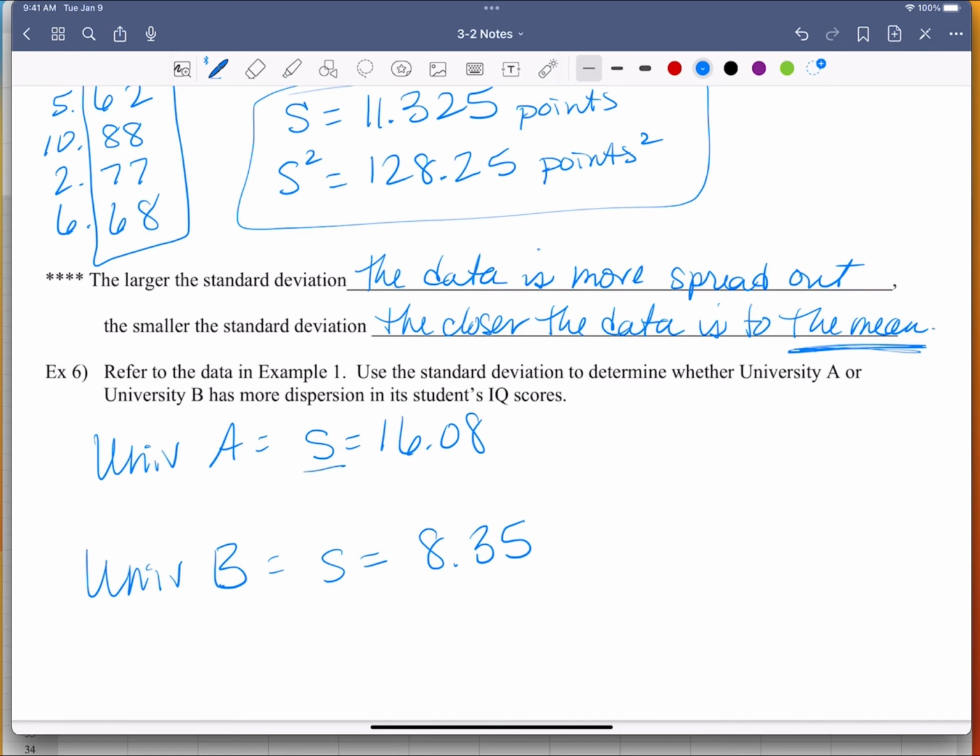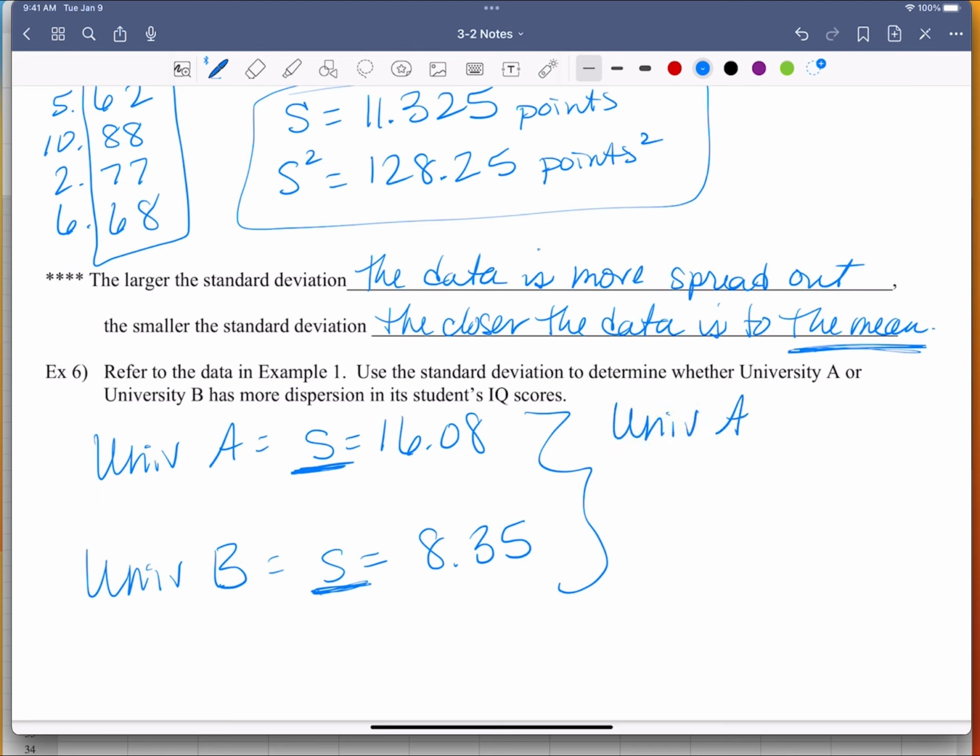So my sample standard deviation, that's an S. I'm not going to write all those words out. That's crazy talk. S, sample standard deviation for University A and University B. Now here's what I want to know. We want to use these values to determine which one has more dispersion. There's that word again. You tell me. Yeah, University A, you guys are so good. Why? Because the number's bigger. That's it, right?